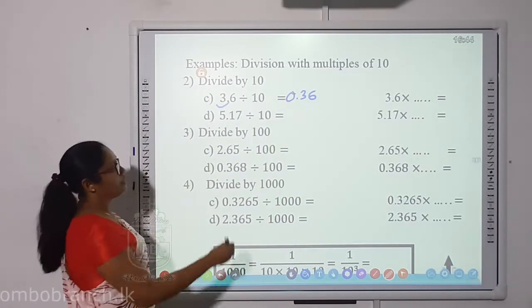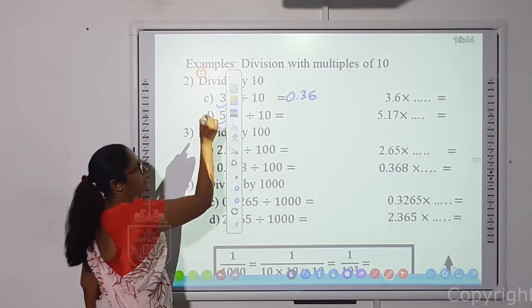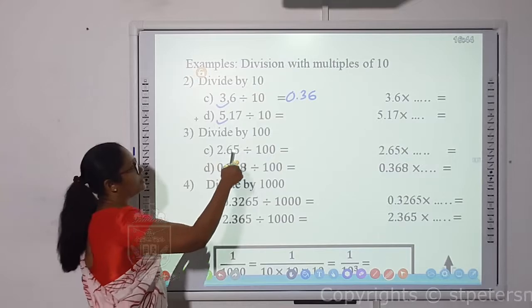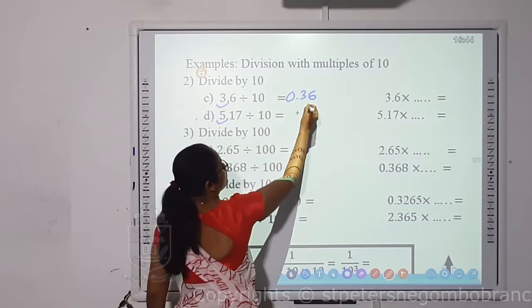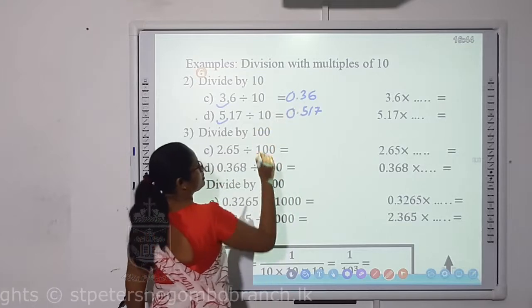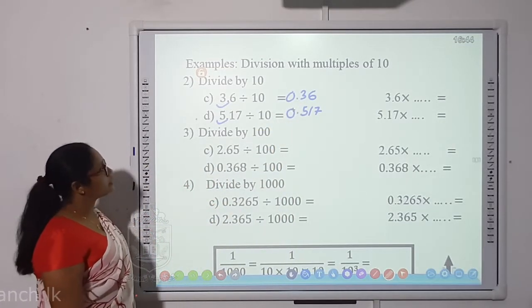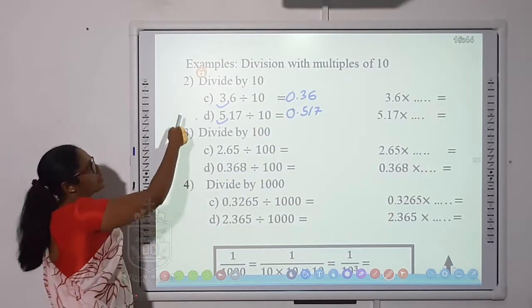Okay, so same thing we have to apply. In this case, shift to the left hand side by 1 place. So the answer is 0.517. So I put 0. Okay. So we will move to the third question. Actually, this should be second. There is a typing error.